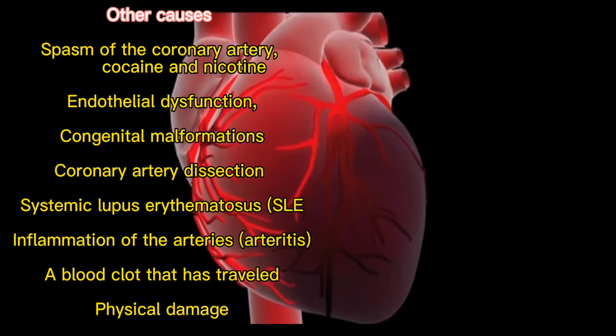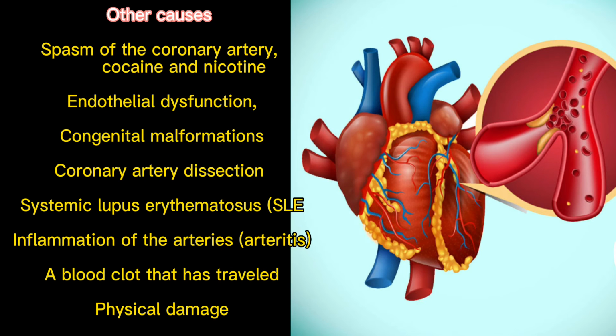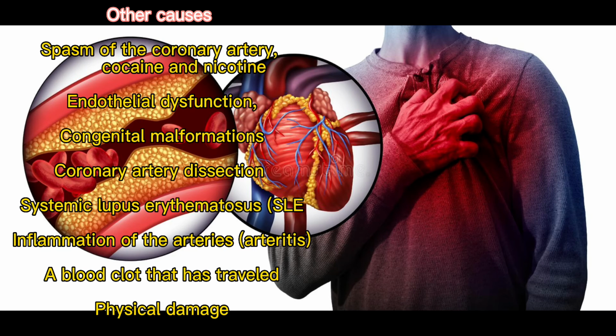Other causes of an abnormal decrease in blood flow to the heart include spasm of the coronary artery, which may occur spontaneously or as a result of the use of certain substances such as cocaine and nicotine. Endothelial dysfunction, i.e., a condition in which the coronary artery does not dilate in response to the need for increased blood flow, e.g., during exercise, resulting in blood flow not meeting the needs of the heart. Congenital malformations such as anomalies of the coronary artery. Coronary artery dissection, rupture of the inner lining of the coronary artery.